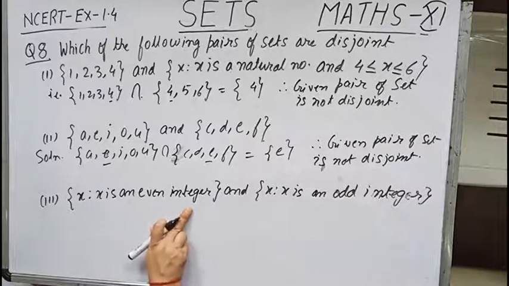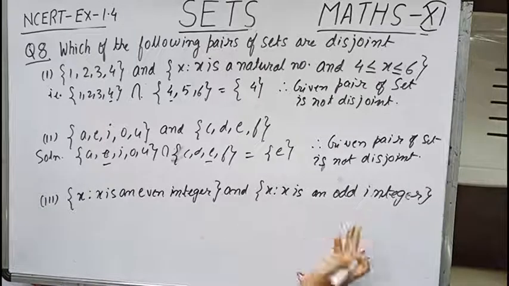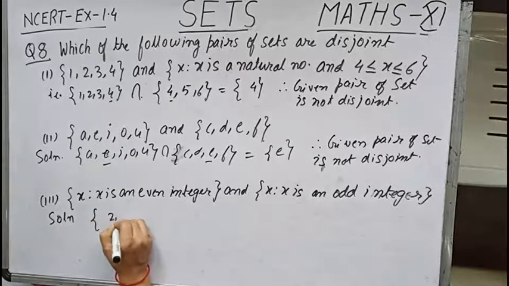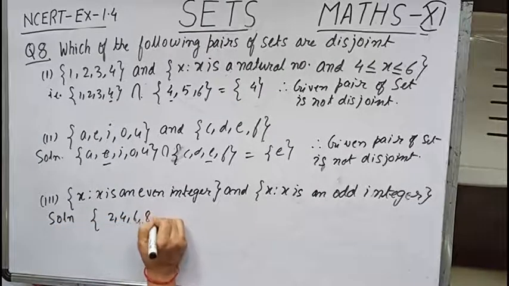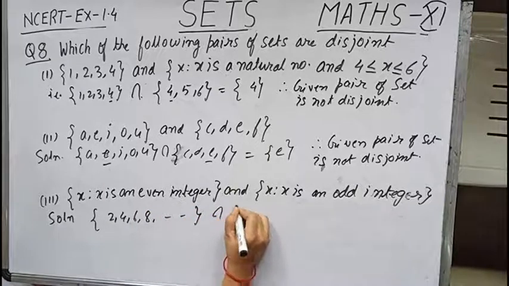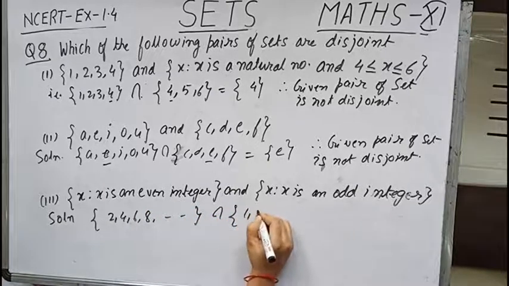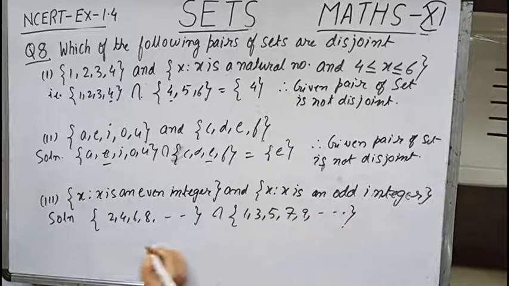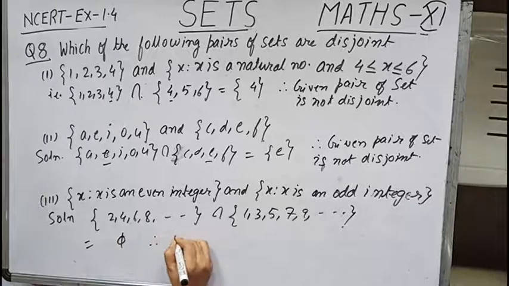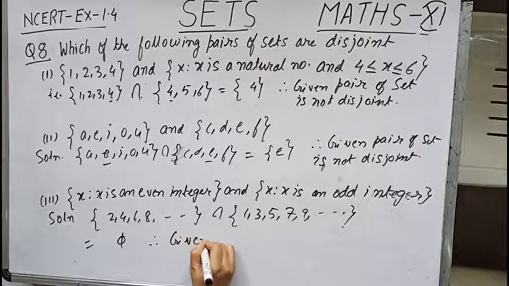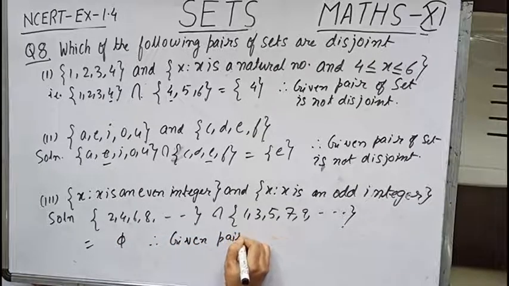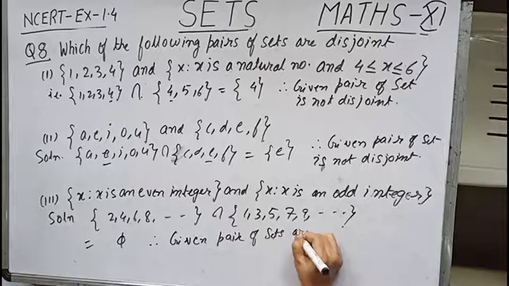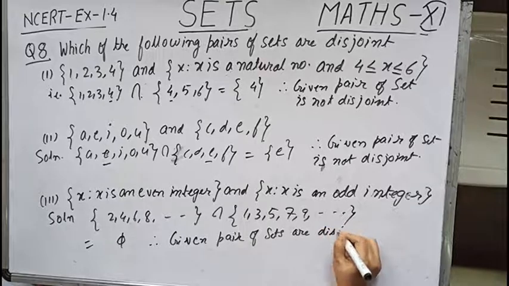Let us come to subpart number 3. x such that x is an even number and x such that x is an odd integer. So clearly the set containing 2, 4, 6, 8 and so on, intersection the odd one, 1, 3, 5, 7, 9 and so on. Now this equals the empty set. Therefore, the given pair of sets is disjoint.